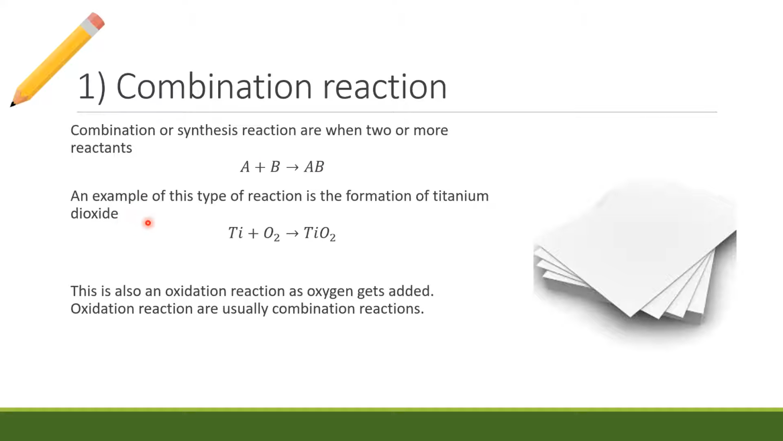Underneath that, I've got an example. An example of this type of reaction is the formation of titanium dioxide. I could have taken any oxygen reaction. I chose titanium dioxide, so titanium plus oxygen makes titanium dioxide. We've got 2 reactants on the left and 1 product on the right. 2, 1. Notice as well that they combine to make titanium dioxide.